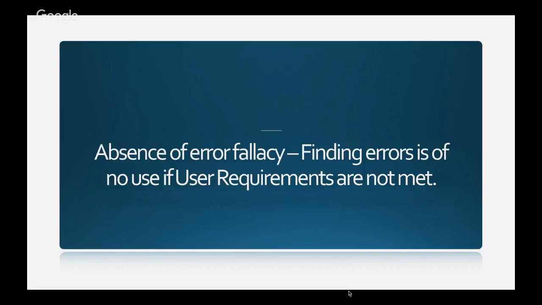The next slide talks about the absence of error fallacy. Finding errors is of no use if user requirements are not met. Yes, friends. So let's think in terms of business users. Whenever a business user is using a product, maybe online, mobile, or on his desktop, do you think he really cares about what kind of code, technology, or framework has been used to develop this software, or to test this software? I think most of them are least interested, right?